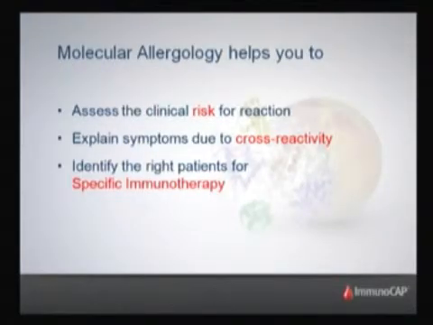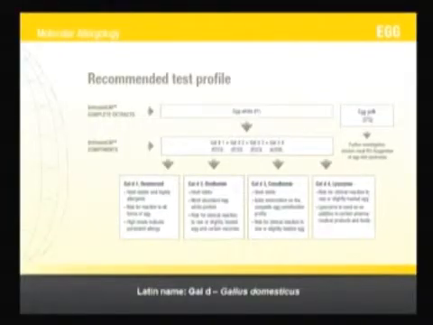So we can assess the clinical risks, we can explain the symptoms of cross-reactivity, we can identify patients for specific immunotherapy. Go through a few of the recommended profiles that you could have. We have a lot of those, but I will not do all of them. I'll just give a few examples.